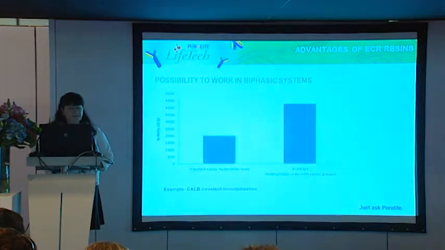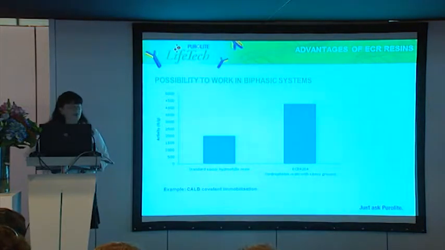There are also some resins designed for covalent immobilization, so you can covalently immobilize CalB, and you can work in a biphasic system. The comparison with an epoxy and a hydrophobic resin is clear. If you have a hydrophobic resin, with some styrene in the matrix, you have better interaction and better activity.